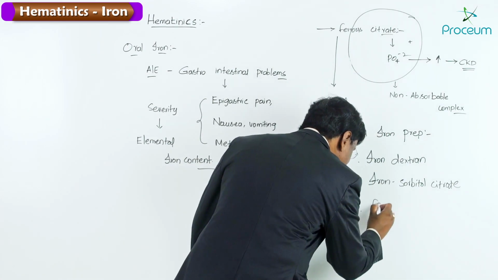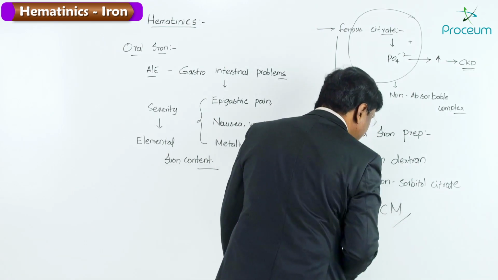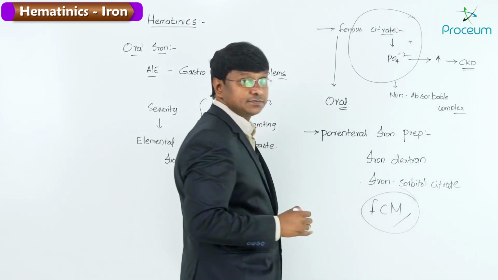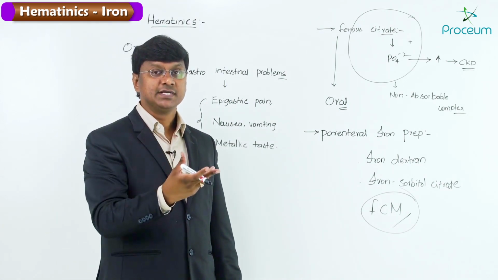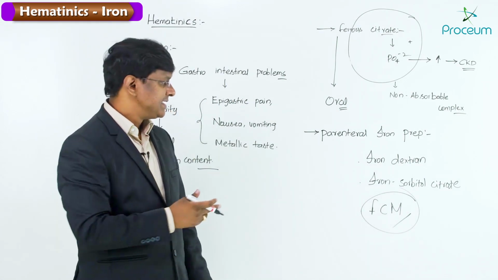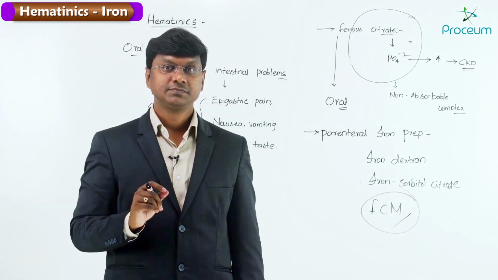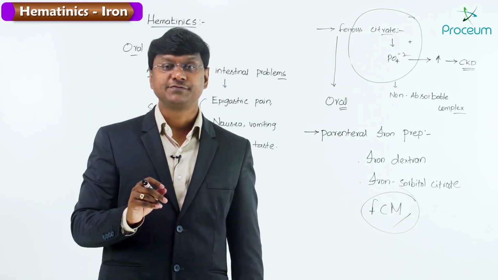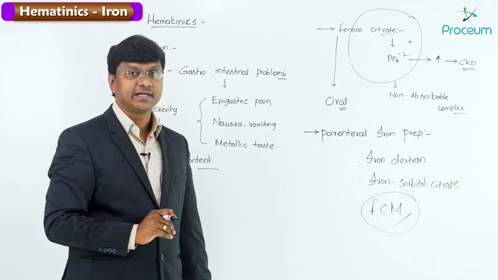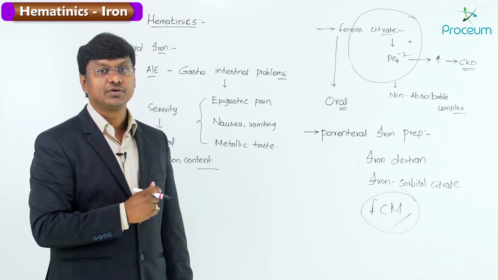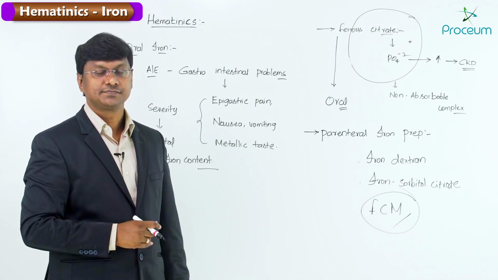And the last one is FCM, right? This FCM is a new drug, and it will increase the iron rapidly, which helps in adequate erythropoiesis. This FCM stands for Ferric Carboxymaltose. So these are the parenteral iron preparations. Now let me discuss these parenteral iron preparations.